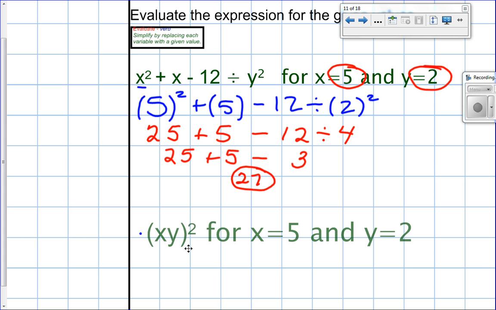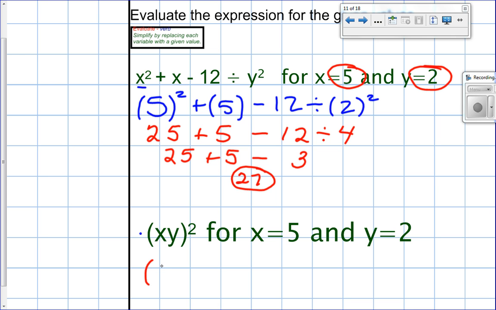Here's the next example. Now take a minute to copy this down, hit the pause button, and when you're ready, after it's been copied, you can hit play again. So in this problem you have x, y in parentheses, and that's being squared. Remember, a letter next to a letter or a letter next to a number means to multiply, so this really means x times y. And in place of x, I'm going to put 5, and in place of y, I'm going to put 2. So here's what that looks like.